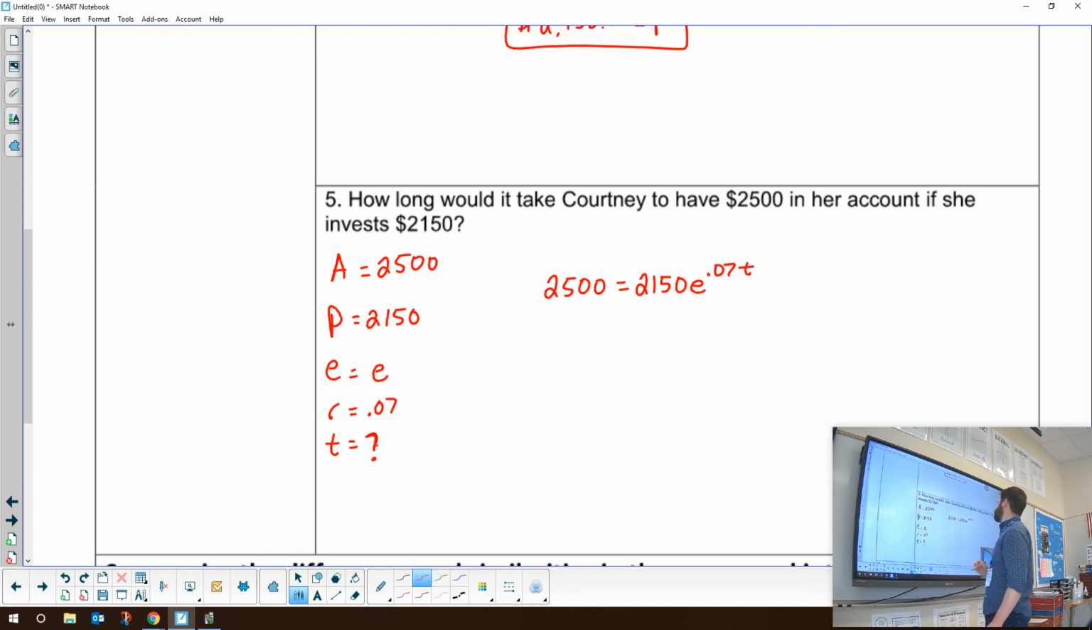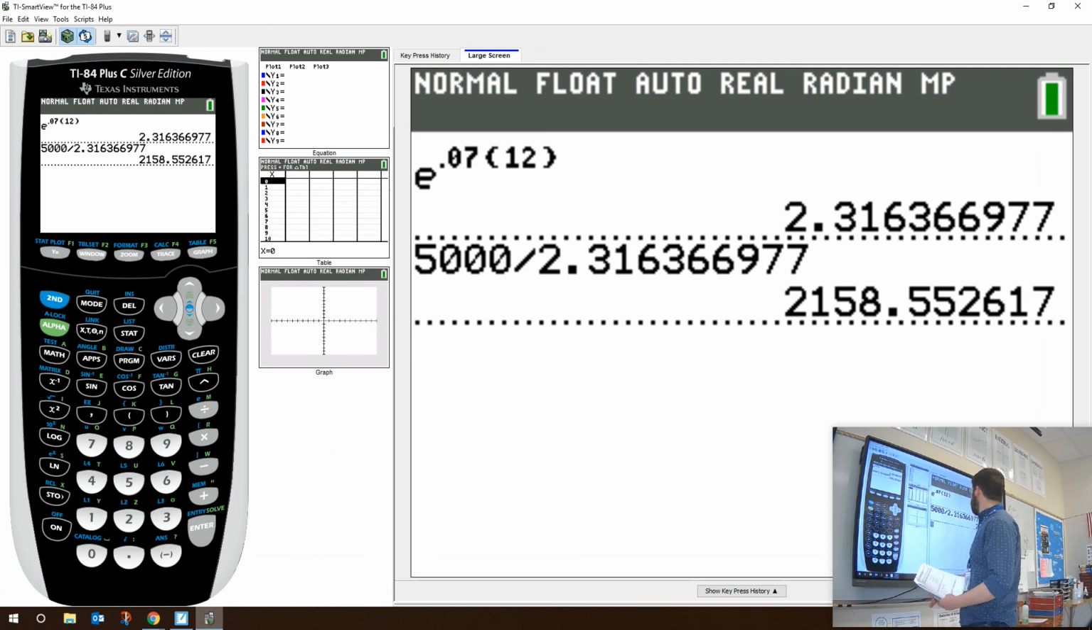0.07, times my time. All right, now, whenever you write your equation out, pick apart what can I actually work out? What can I simplify? What can I get rid of? And remember what we're trying to solve for. In this case, I'm trying to solve for my t. So to get this part by itself, I'm going to start off by dividing both sides by 2,150, okay, to cancel that out. So we're going to get 2,500 divided by 2,150. So let's see here.